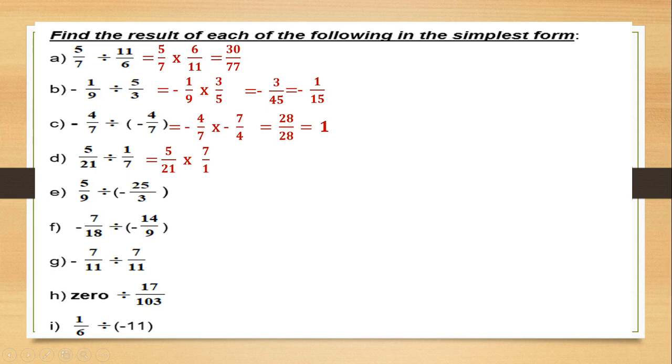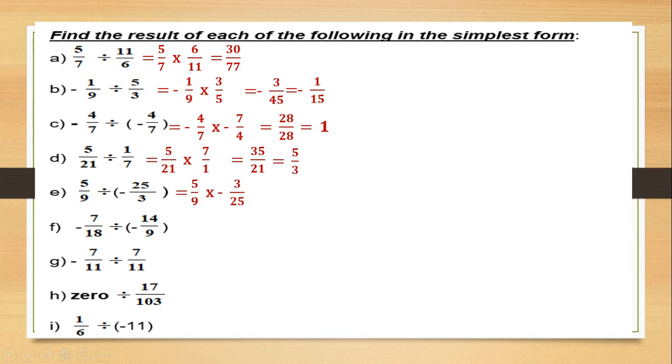Okay, using the same way, we will multiply both of these two fractions after making the second fraction by writing its reciprocal, or flipping the second fraction 1 over 7 to make it 7 over 1. And we will multiply these two fractions to get the answer 35 over 21.